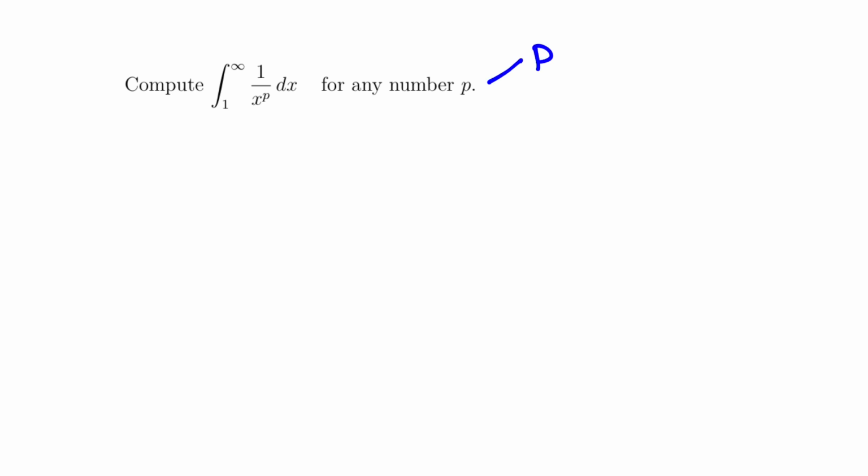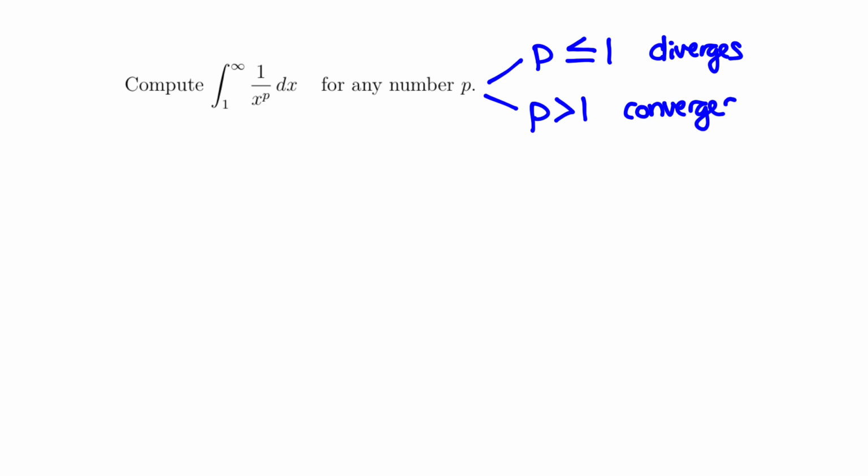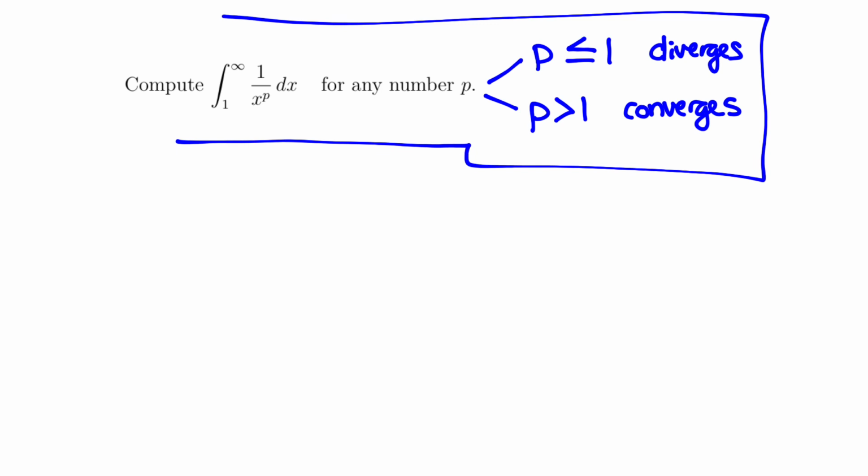If p is less than or equal to 1, your integral diverges. We looked at the picture, right? We saw it doesn't look like that area goes finite. If p is greater than 1, this integral will always converge. This is true for any p. And the integral of 1 over x to the power p. Okay, guys?